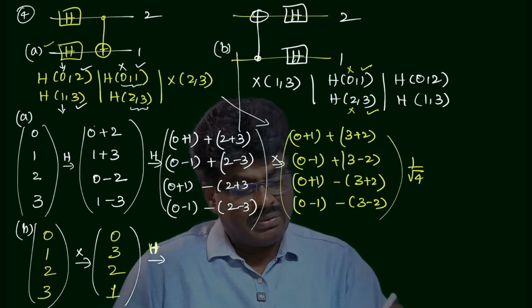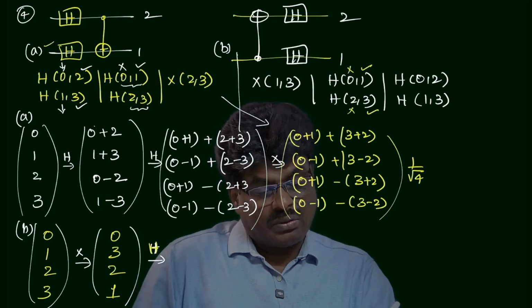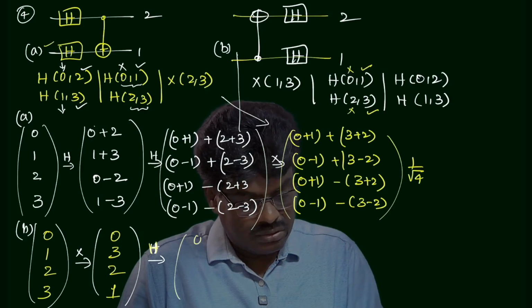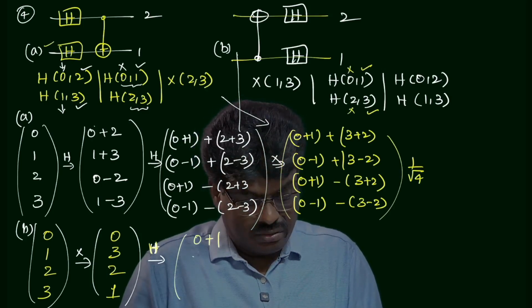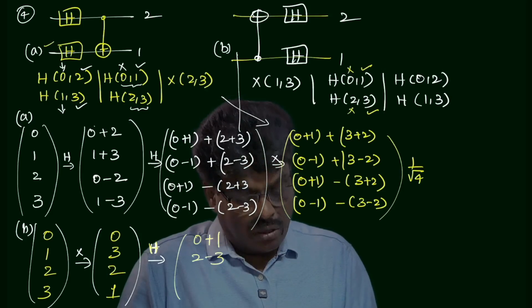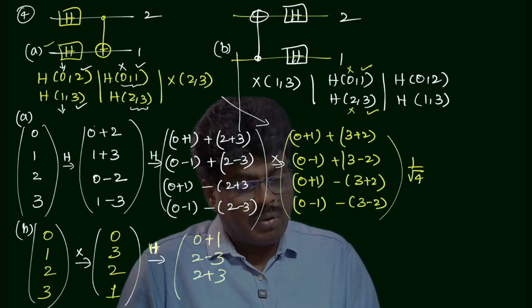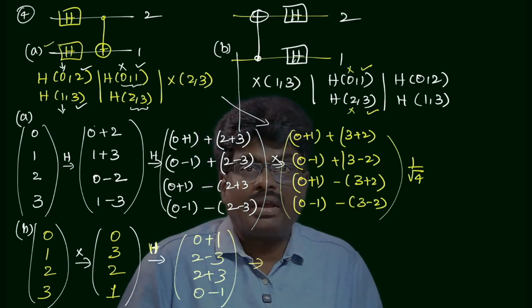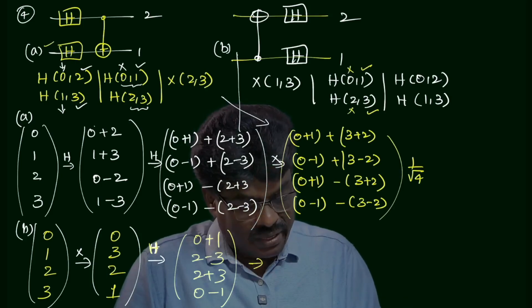So now initially we have 0. Okay, so 0 off, 0 plus 1, 3 on, 2 minus 3, 2 off, 2 plus 3, 1 on, 0 minus 1. Okay, right. And after that one more Hadamard is there.